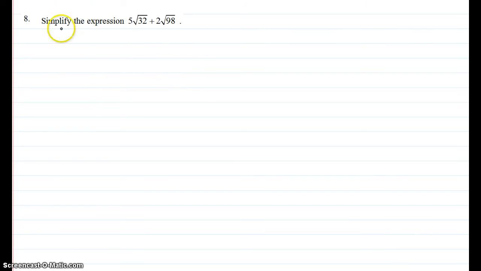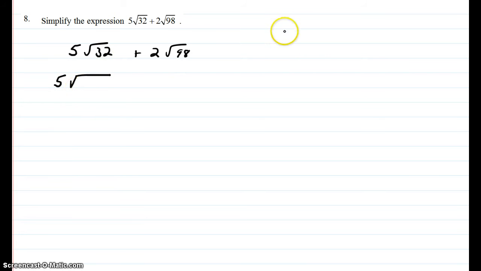All right, so we're going to simplify the expression: 5 rad 32 plus 2 rad 98. Right now there's nothing you can do, because in order to add the radicals, what's underneath has to be the same. And so we're going to break this down. And so when you break down the 32, 32 does break down to 4 times 8. But you always want to think about the biggest perfect square that goes into 32.